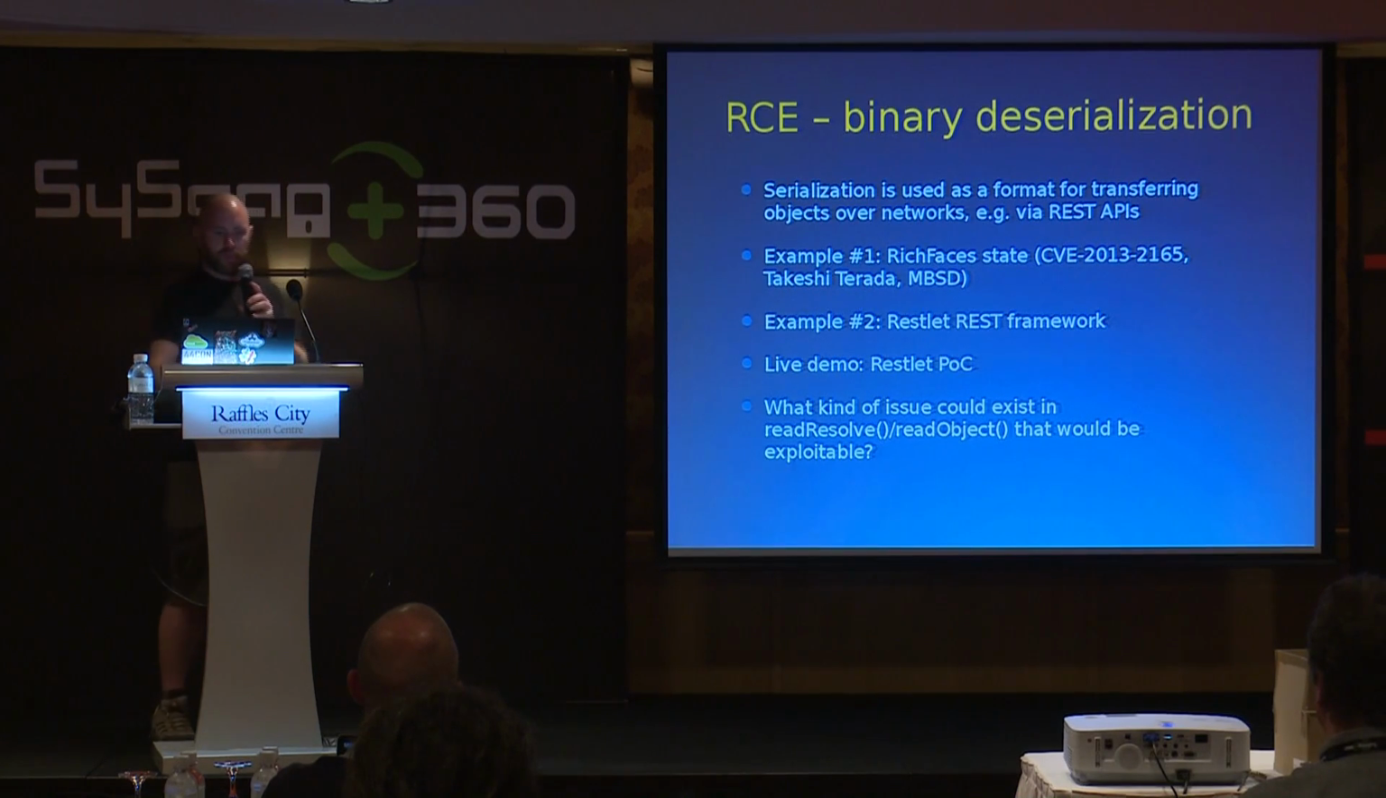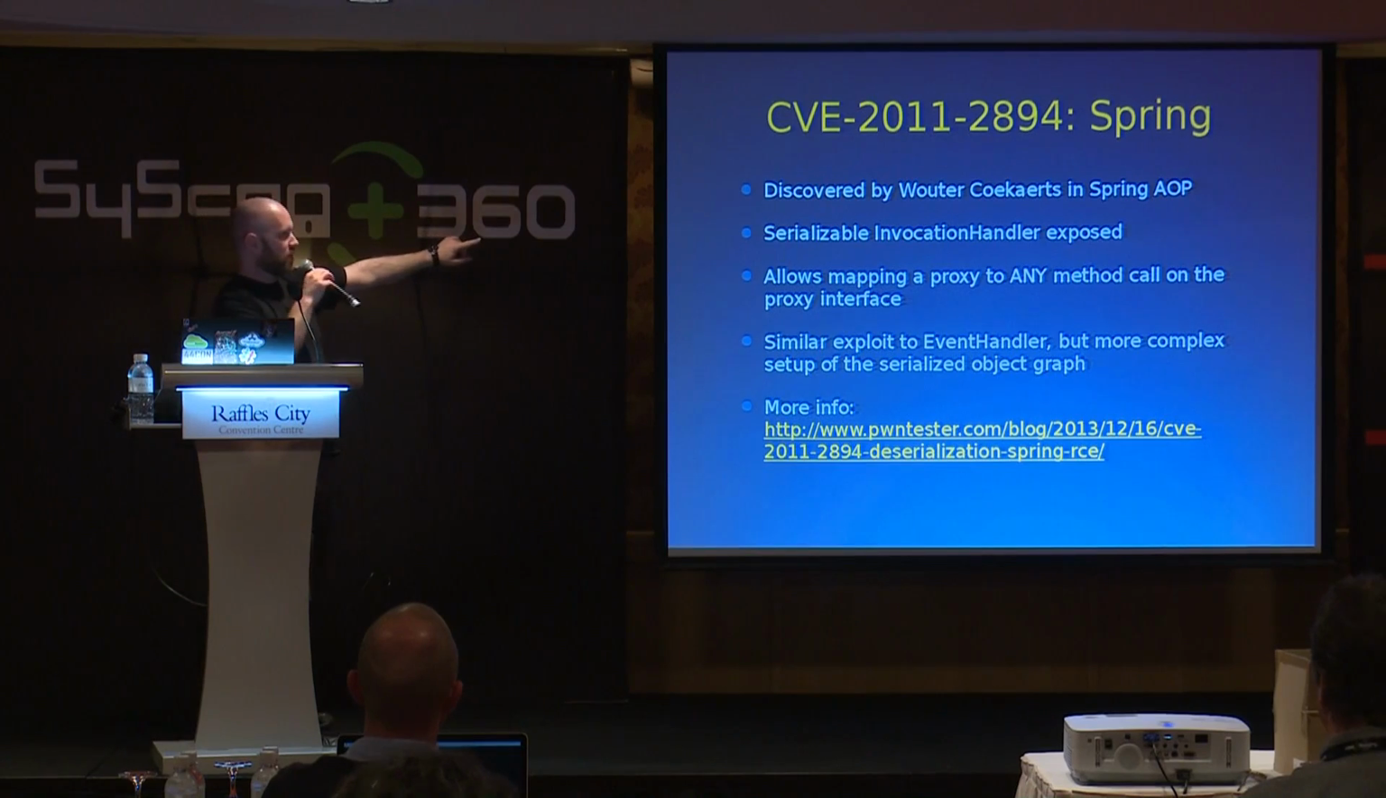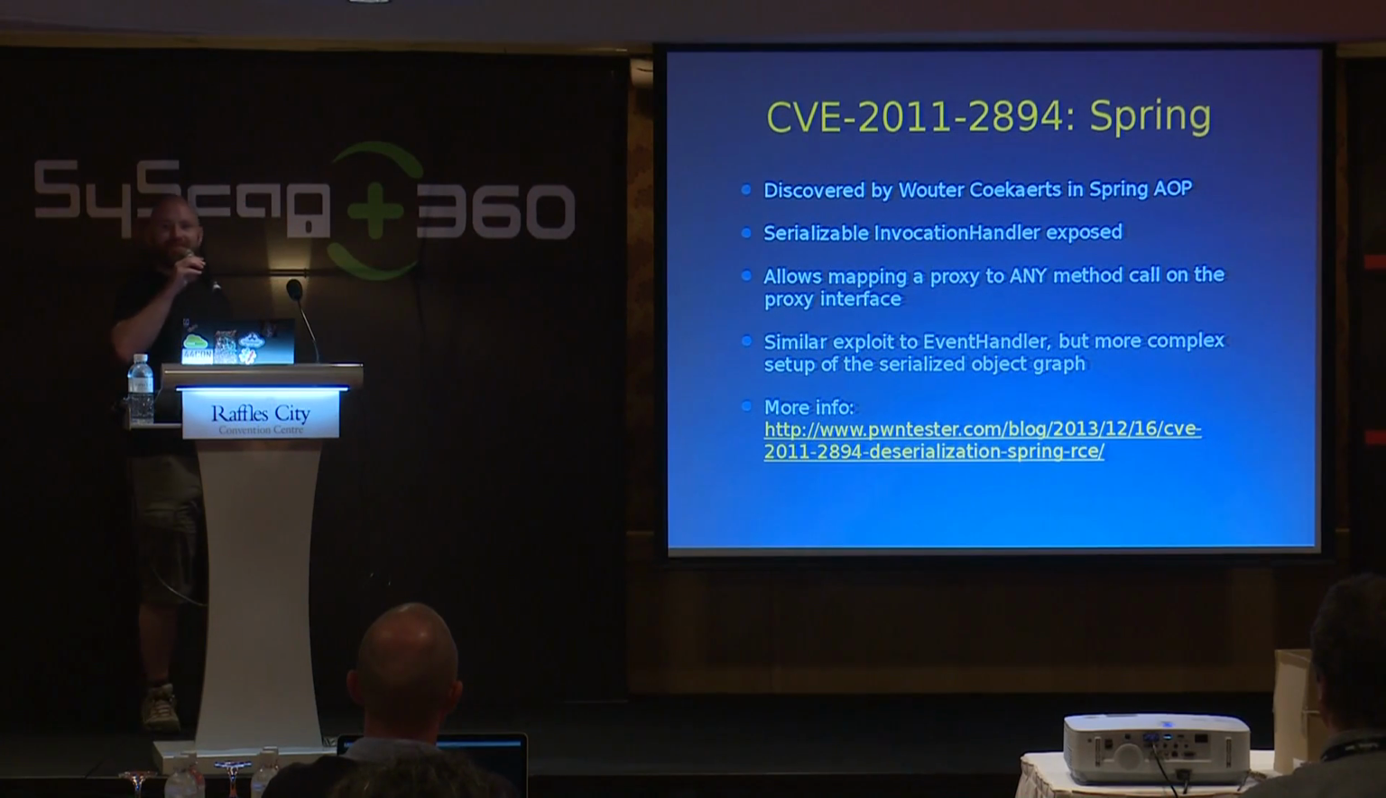Okay. So the question then becomes, what kind of issue could actually exist in these methods that would be slightly more interesting than that and actually get you RCE? So the first example of this came in 2011. Anybody want to help me with the pronunciation of this Belgian gentleman's name? I've never had any clue what the correct pronunciation is. No? Okay. Well, Wouter it is.